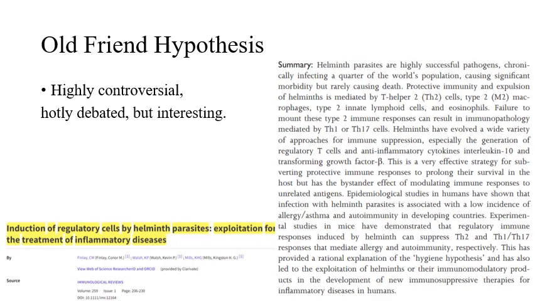The old friend hypothesis is basically an explanation trying to think about this. And so the idea is the lack of beneficial commensal bacteria in our GI tract causes our immune system to be activated when it shouldn't be activated. And it causes it to target beneficial bacteria in the GI tract, right?